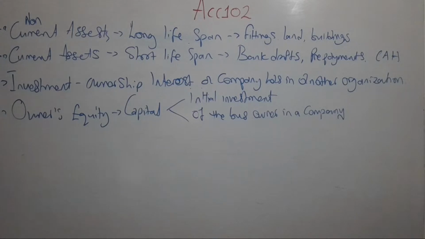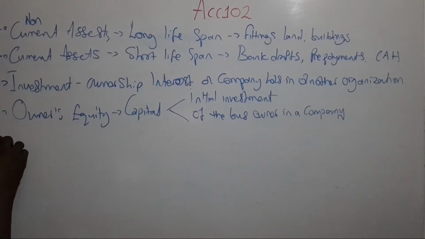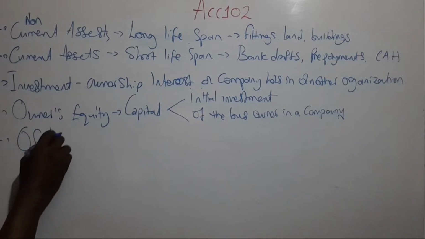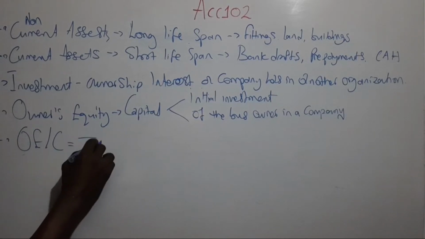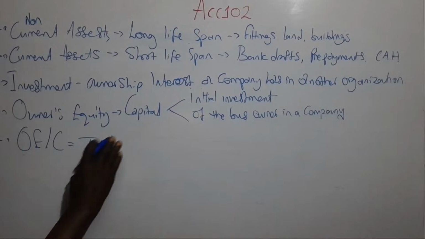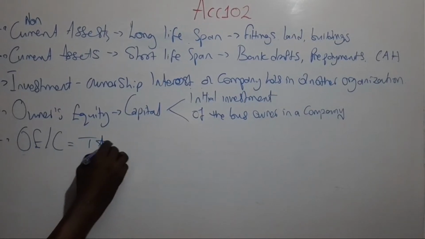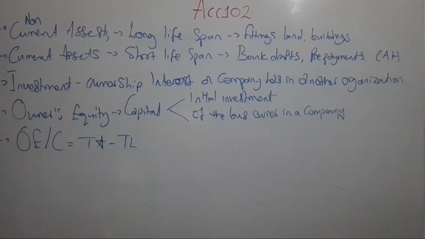And talk about capital. The formula for calculating capital is total assets minus total liability. So owner's equity, or capital, equals total assets minus total liability. And we have that as that.